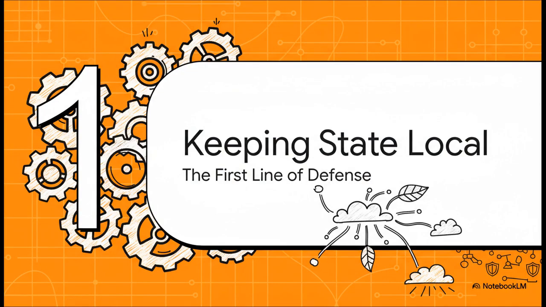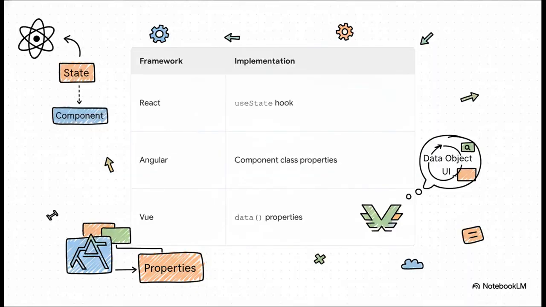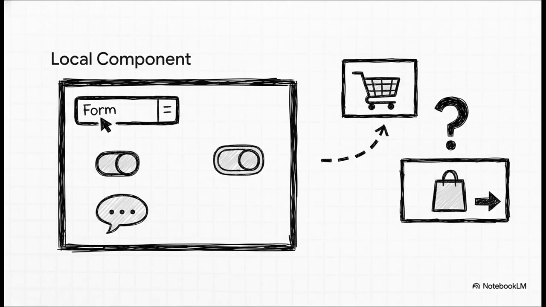So, the first and honestly the simplest way to manage this is by keeping state local. It's a feature that's built right into the most popular web frameworks out there. And it doesn't matter if you're using React, Angular, or Vue. The core concept is exactly the same. It just has a different name. It's all about managing data that only one specific part of your app, one component, really needs to know about. And this is perfect for simple stuff, things happening inside a single component.